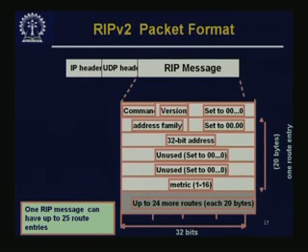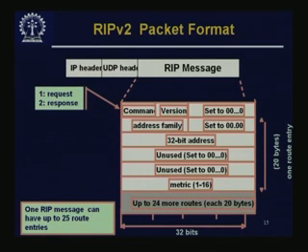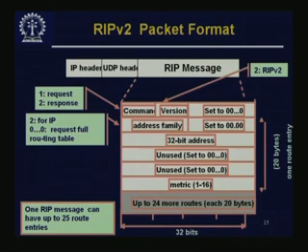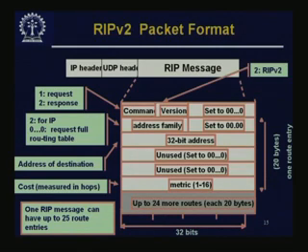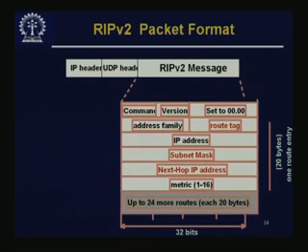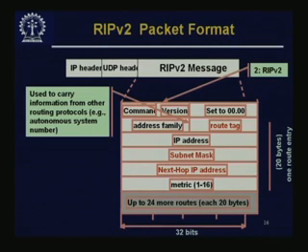So, this is the RIP version 2 packet format. As usual, the command contains 1 or 2, whether it is a request or a response, and then the version, which is now 2 for RIP version 2, then the address family, address of destination, and then cost measured in hops. So, this was the packet format.